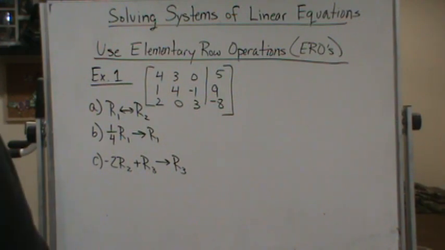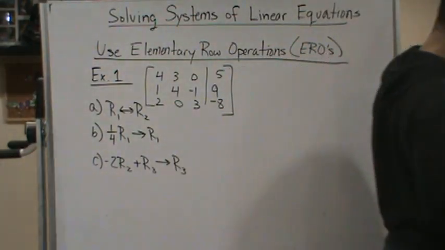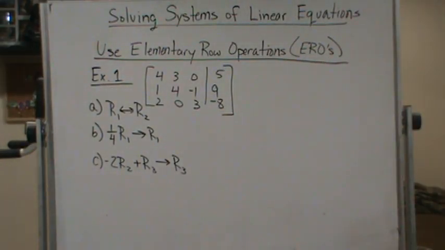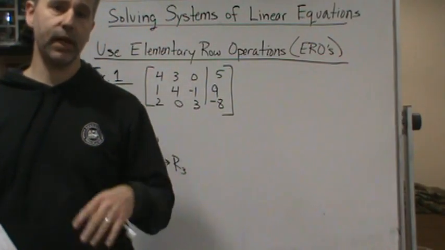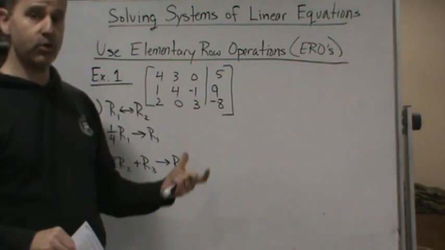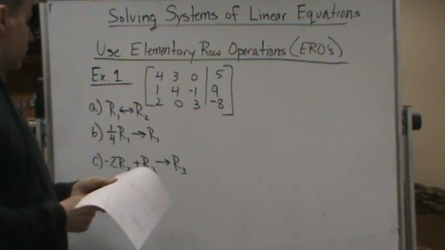All right, welcome back. Now we're going to do an example. This is an example of using elementary row operations on a given matrix. Okay, so I'm going to explain the notation too. This is very important notation, and this is something you're going to want to practice writing, get familiar with, and understand.